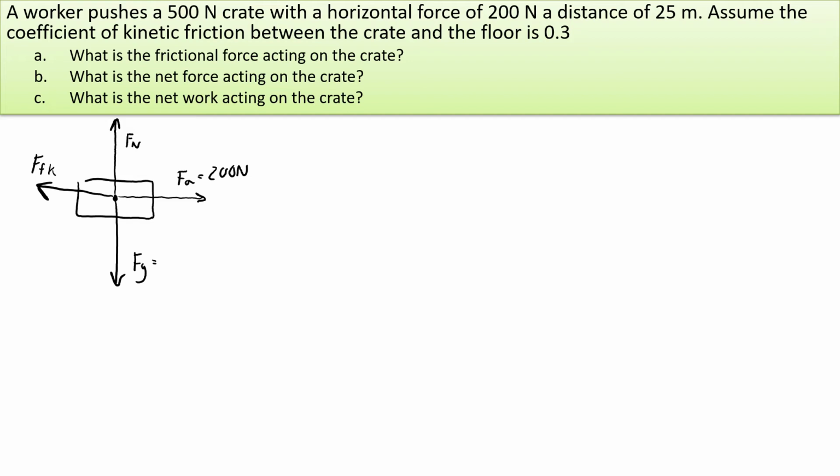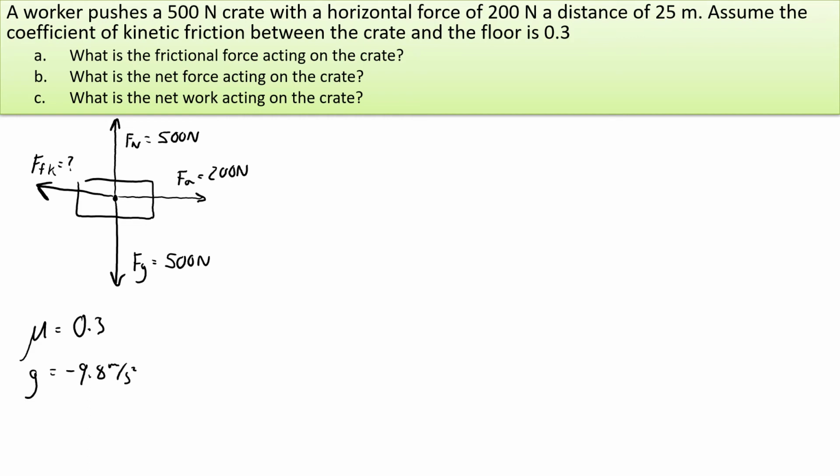Now the weight, they said, is equal to 500 newtons downward. That means the normal force is going to be equal to 500 newtons upward. And they also told you the coefficient of kinetic friction is equal to 0.3. We know we are on Earth, so we want to get points for that.